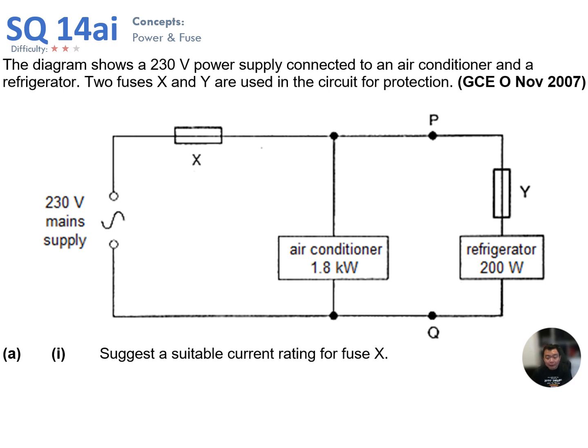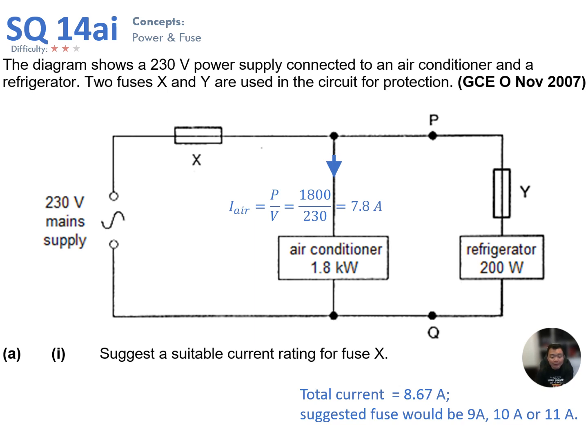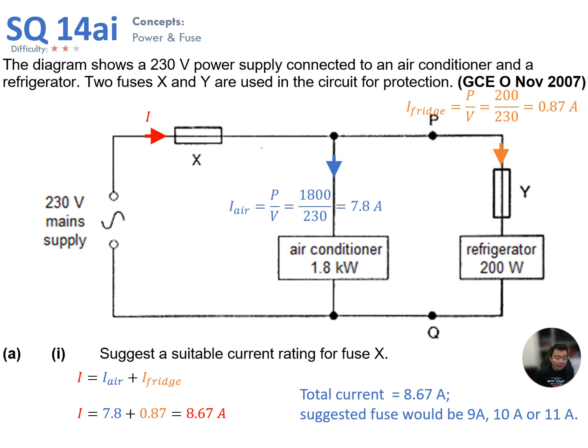To determine the current, we are given the power values, and we are given the voltage to be 230 volts. We can use P equals IV to determine the current through the air conditioner, and we can do the same thing for the current through the fridge. So you get these two current values. You add them up, and you get the total current that passes through the whole circuit and passes through fuse X, and that is 8.67 amperes. So that is the normal operating current.